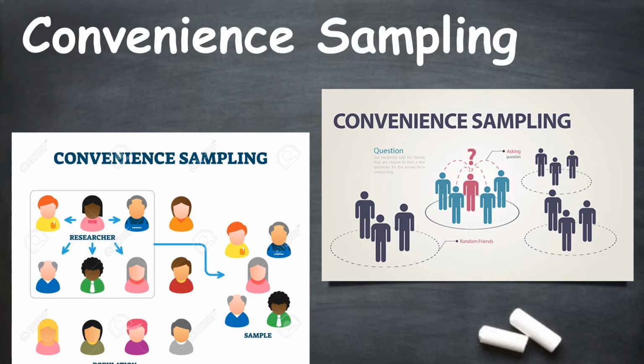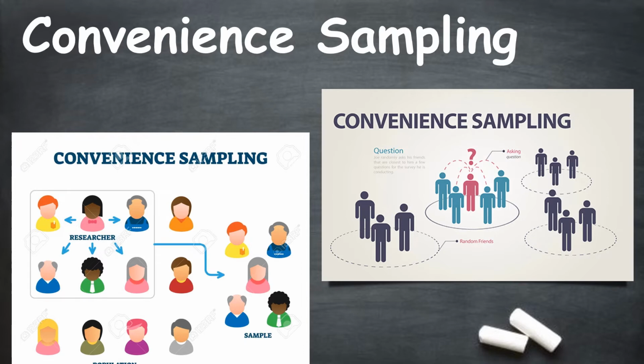So the first one is convenience sampling. When we say convenience sampling, the convenience of the researcher is taken into account, wherein you will just select participants that are convenient to the researcher. So for example, his friends or classmates or their families or anyone just around them.